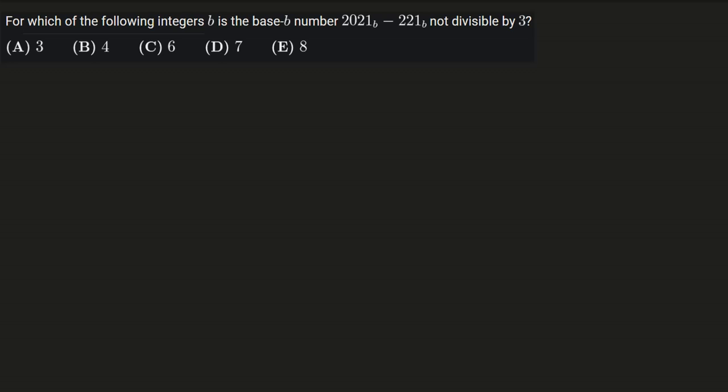Let's look at this problem. For which of the following integers b is the base b number 2021 base b minus 221 base b not divisible by 3? Therefore, we want to find the choices of b such that this 2021_b minus 221_b cannot be divided by 3.